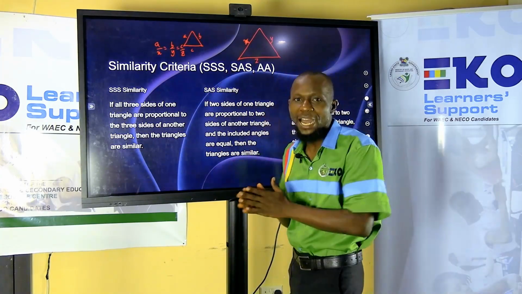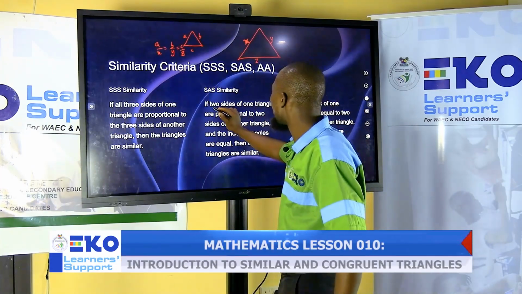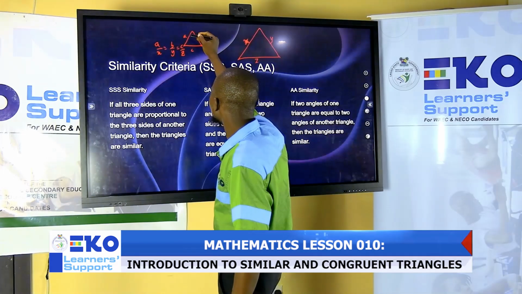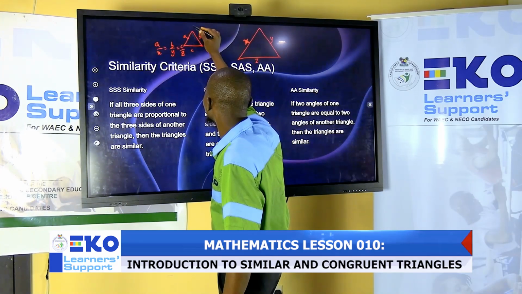Now, we can also have this: if two sides of a triangle are proportional to two sides of another triangle, and the angles are equal. For example, we are given this and this.